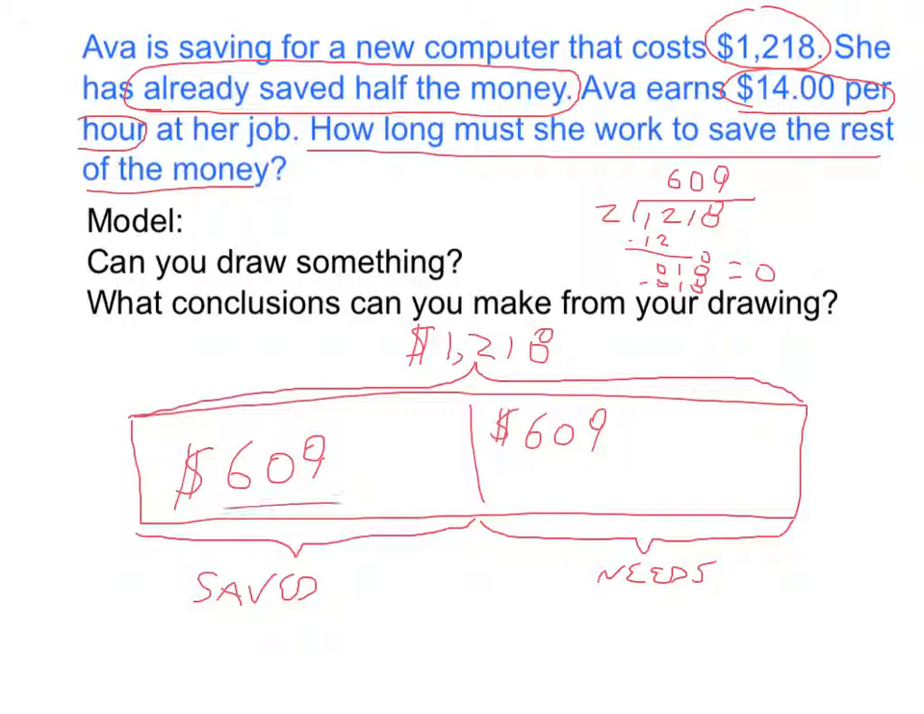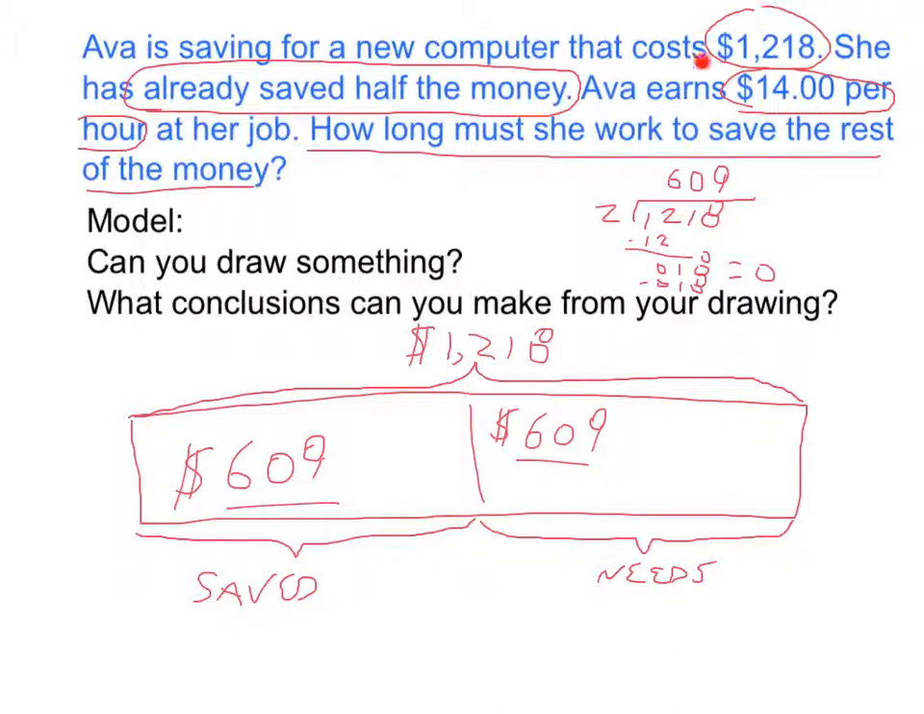So she has this, she needs this, but here's the thing. This does not answer our problem. We are not done yet. Because let's look at what it asks. It says, how long must she work to save the rest of the money? If you answer $609, it says how long, right? Dollars doesn't answer this question. So we need another bit of information.